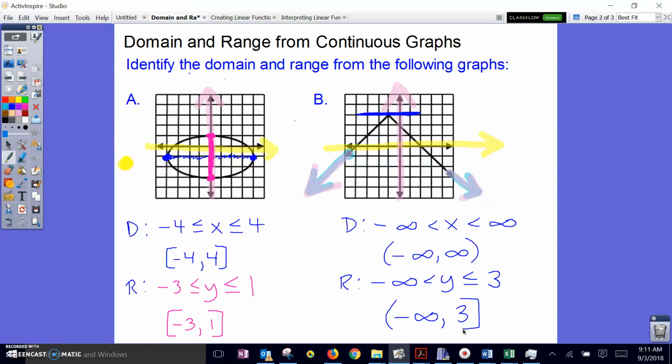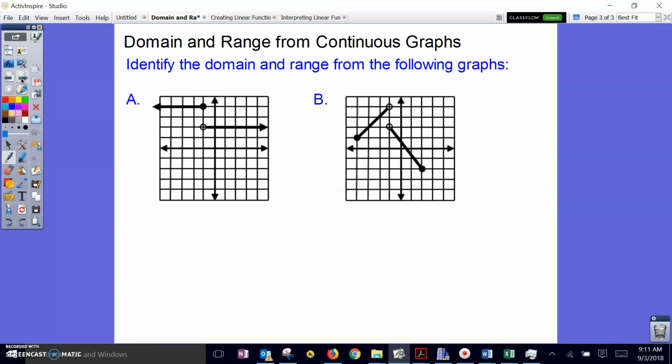Okay. A couple more examples. These are a little bit more complicated. Let's start with A. And we'll start with the domain, which we're going to read from left to right. Well, if you look at this graph, again, you see that over here it continues to go forever to the left. It also continues to go forever to the right.